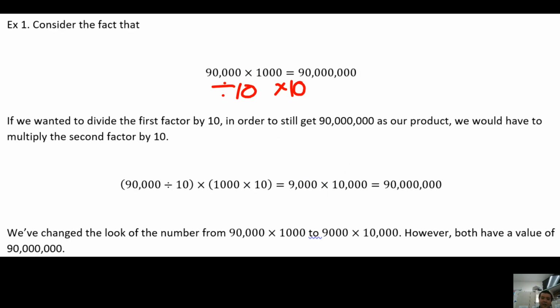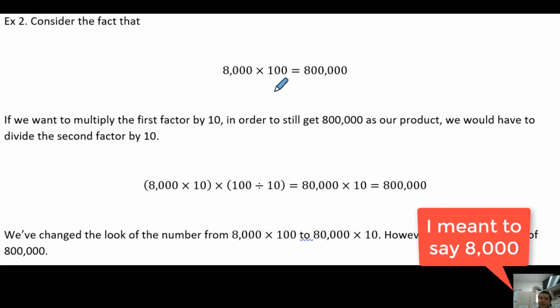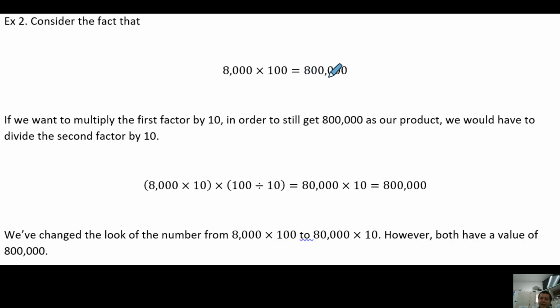Okay. Same thing over here. We have 9,000 times 100. And that's going to get us 1, 2, 3, 4, 5 zeros, so 800,000 right here. If we wanted to multiply the first factor by 10, in order to get 800,000 as our product still, we would have to divide the second factor by 10. So we show that right here. So if we want to multiply this first factor by 10 to get 80,000, to still get the 800,000 that we want, we'd have to divide the second factor by 10.